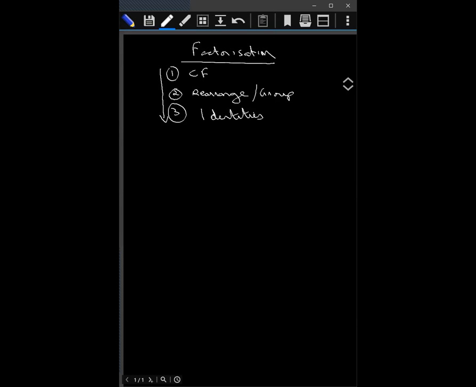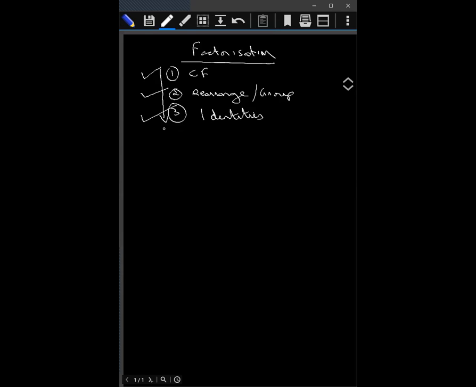Remember this, you've done this last year also. Whenever we have to factorize something, first we always check for common factors. This is the first thing we need to check. Is there any common factor or not? If there are no common factors, we rearrange the terms and group them. If we still cannot do that, we use identities. You remember this, Ramya, Sarah? We did this last year, right?